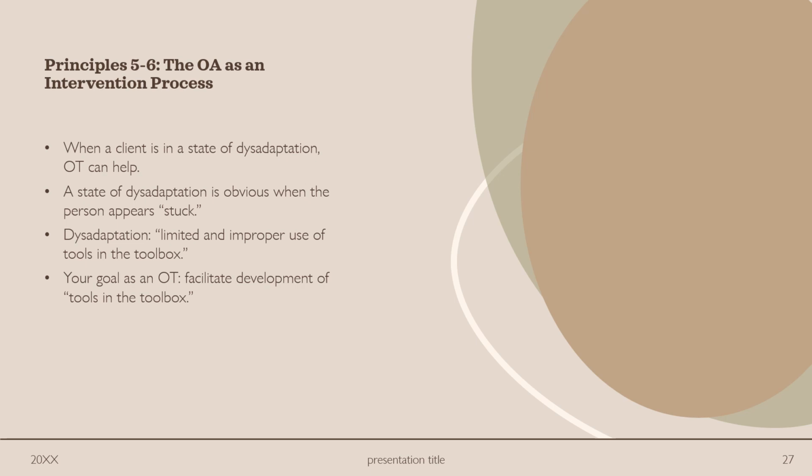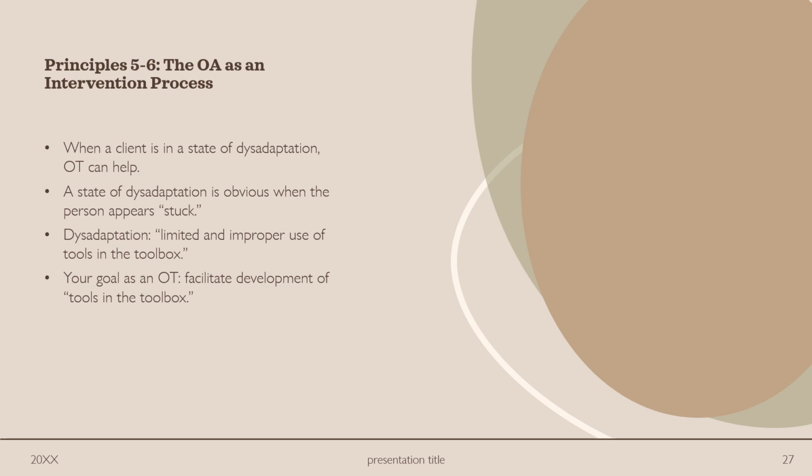Okay, so then we have principle 5 and 6, and this is the intervention process. So we've gotten up to, we did the assessment, and now we're going to look at what to do about it. So when a client is in a state of disadaptation, which is what Luke was in, OT can help. OT to the rescue.